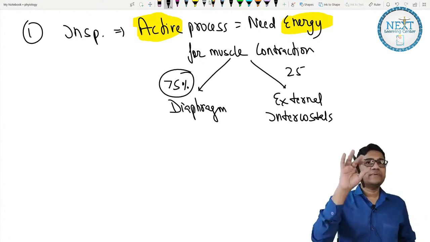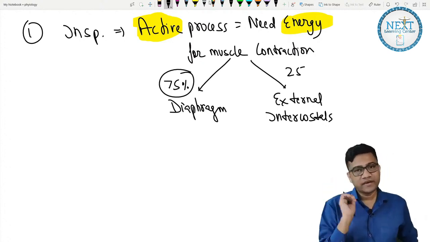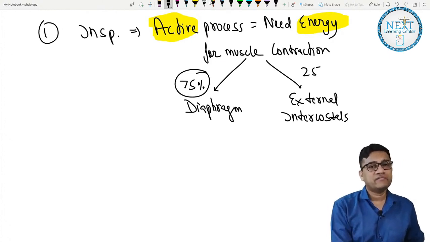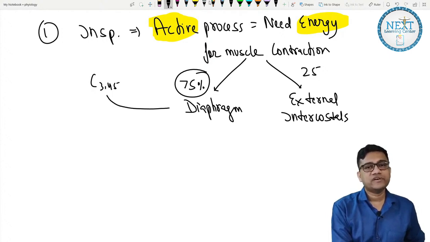So who's the main muscle? The diaphragm. And the diaphragm is supplied by which nerve? It's supplied by the phrenic nerve, coming from C3, 4, 5. Which nerve comes and supplies it? The phrenic nerve.